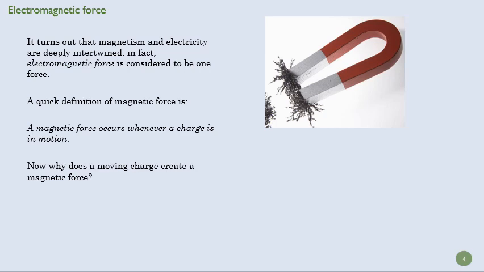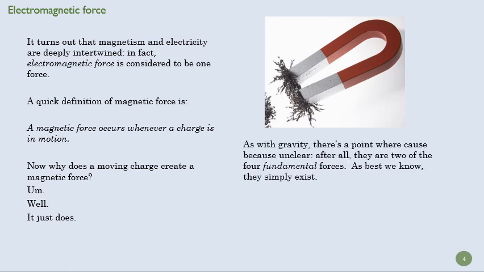Why does this happen? Why does a moving charge create a magnetic force? This is where my explanations fail. It just does, right? And it's just one of those fundamental forces. We can try to ask what causes gravity, but it doesn't occur to us to ask that when we try to ask why two masses are attracted to each other, which is what gravity is, or two electric charges are attracted to each other, which is what electrostatic force is. It seems more natural that those things happen. But with magnetic force, it's hard to understand why a moving charge would create a force.